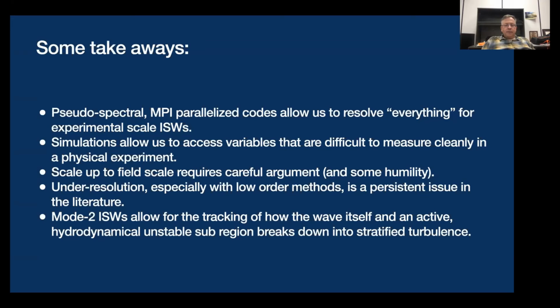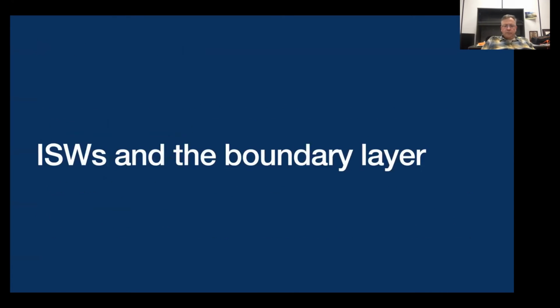I think a lot of times when you read the literature, you should have a healthy skepticism for what's going on. I would say most papers, including mine, under-resolve something or another, and some do it quite brutally. So if you're using something like the MITgcm and you're doing field-scale things, you should think about the numerical dissipation in your code. And then the last point I think I've already covered.